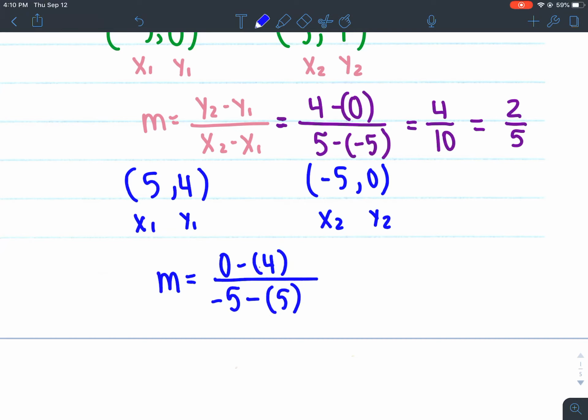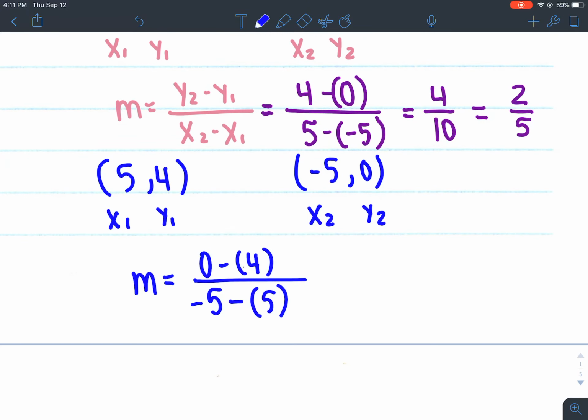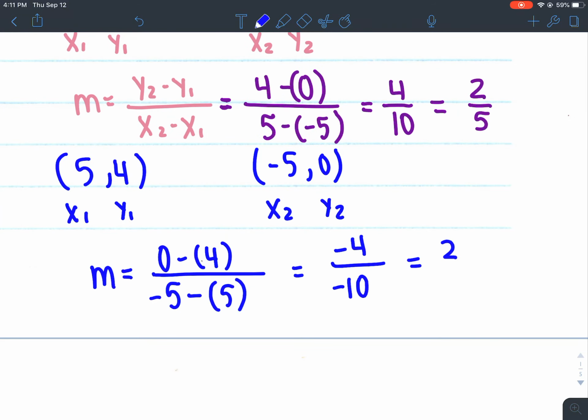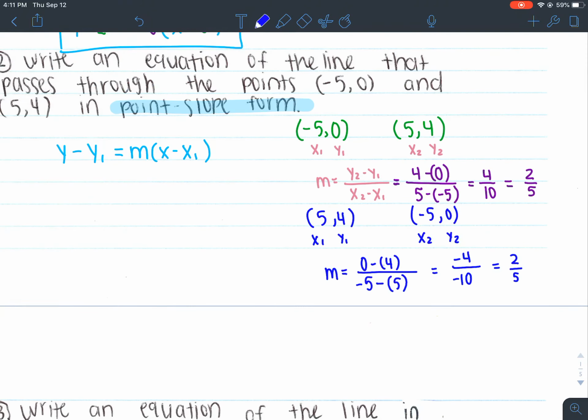So I'm using the same exact formula, equals, well, that's going to be -4 in the numerator and then -10 in the denominator. And when I simplify this, it'll be a +2/5. So regardless of the way I do it, my slope is still going to be the same. So it does not matter which point is which.